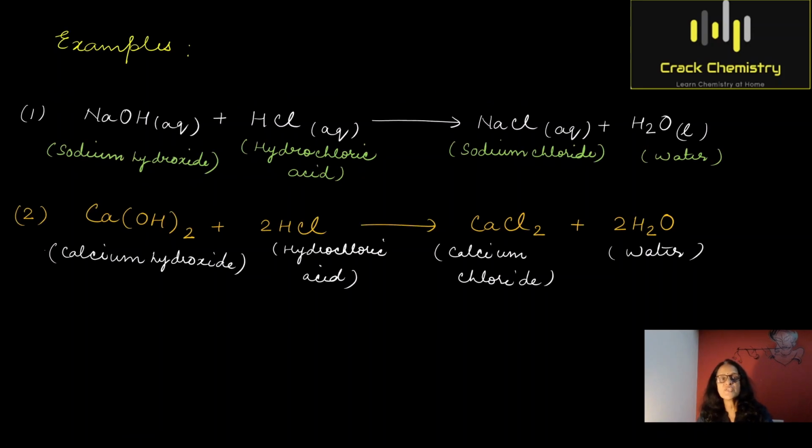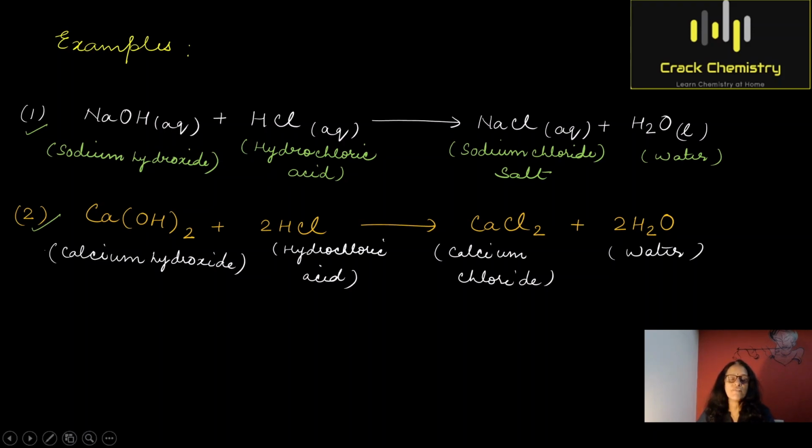So the first reaction is the reaction between sodium hydroxide and HCl. The products formed are salt and water. Salt is NaCl and water is H2O. In the second example, I have written the reaction between calcium hydroxide plus hydrochloric acid. The products formed are calcium chloride and water. Students, you must be knowing that calcium hydroxide is also called as slaked lime. It is used for whitewashing and to detect the presence of carbon dioxide.